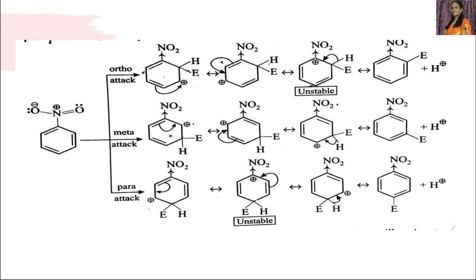Then the positive charge is in delocalization with the remaining two pi bonds of the benzene ring. Then other carbons get positive charge due to resonance or delocalization of the pi bonds with this positive charge. So here in this structure, this carbon at the ortho position has positive charge. In this also, ortho position, positive charge, and in this, para position, positive charge.